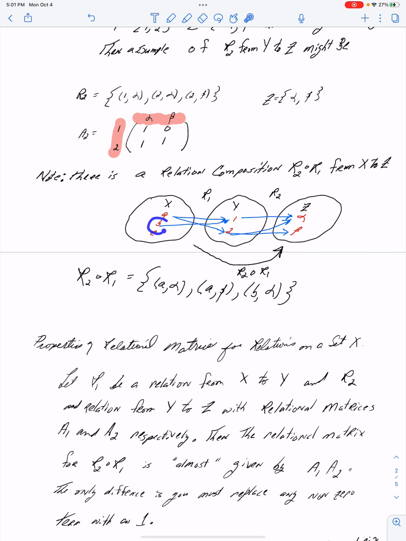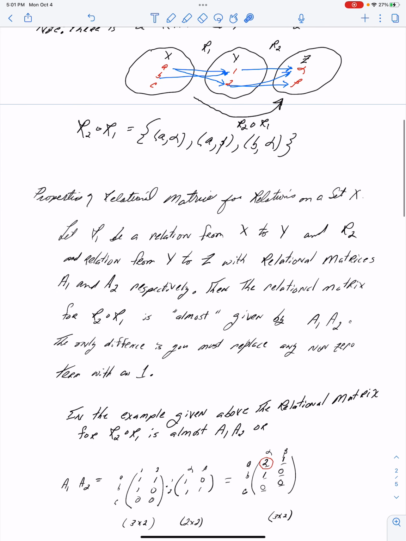And then what? B goes to 1, which goes to alpha, and that gives me B alpha. So as a review, this composition, R2 composed with R1, consists of the ordered pairs A alpha, A beta, and B alpha.